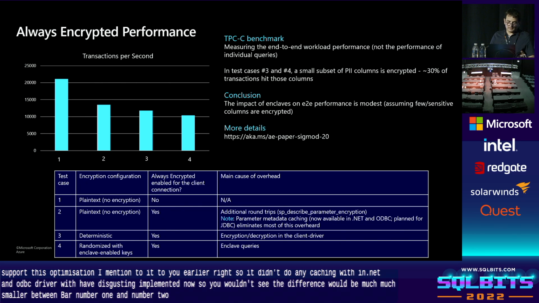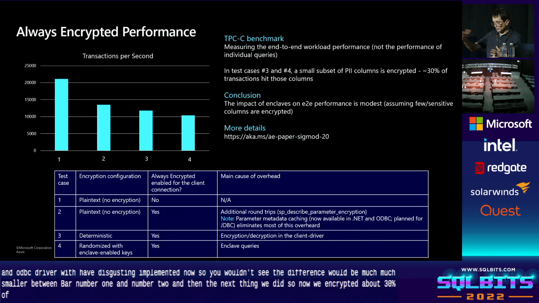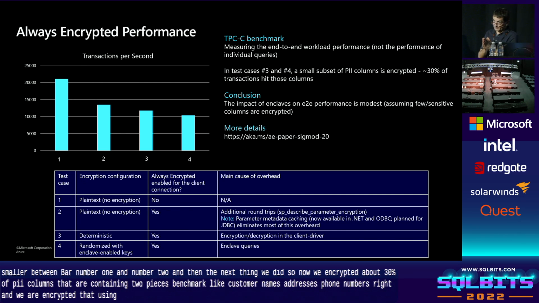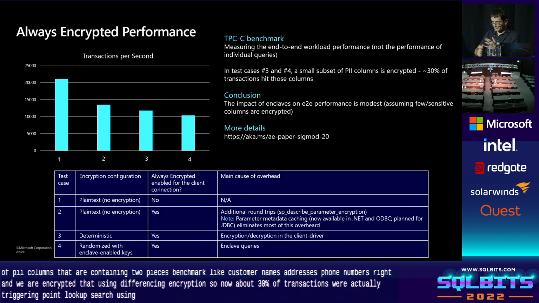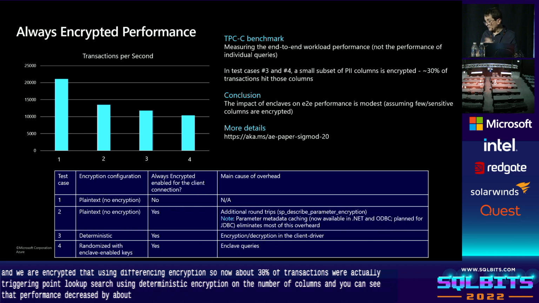And then the next thing we did, we encrypted about 30% of the PII columns contained in the TPC benchmark, like customer names, addresses, phone numbers. We encrypted that using deterministic encryption. So now about 30% of transactions were actually triggering point lookup search using deterministic encryption on a number of columns, okay? And you can see that performance decreased by about 12% or so.